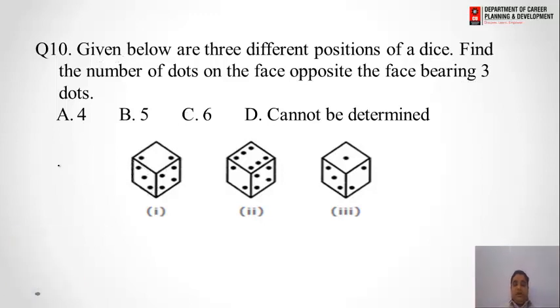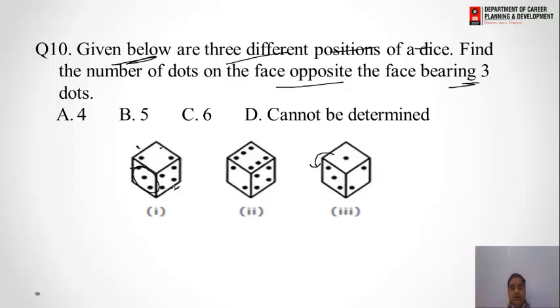Now for this question, given below are 3 different positions of a dice. Find the number of dots on the face opposite to the face bearing 3 dots. Now we need to understand one thing. 3 is sharing its edges with 4 and 2. We can find the 2 having edges as per the third dice, 1 which is on the anti-clockwise side of 3. So 1 is on the anti-clockwise side of 3, it means 1 we have on this side.